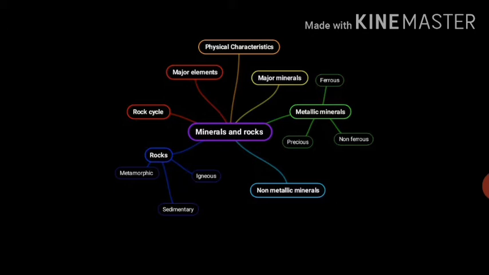Third module is some major minerals and their characteristics. According to some major minerals: feldspar, quartz, pyroxene, amphibole, mica, olivine, and then metallic minerals and non-metallic minerals. Under metallic minerals, precious metals, ferrous metals and non-ferrous metals. Then non-metallic minerals. And the next slide is rocks.